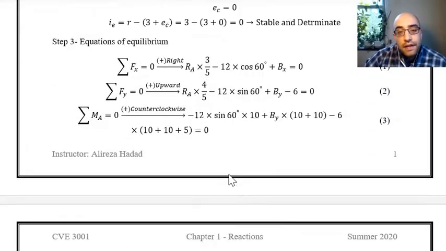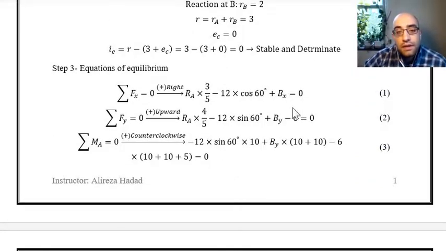The only thing that is left is Bx in the first equation, or in the equation that we wrote for summation of forces in x direction equals to 0.